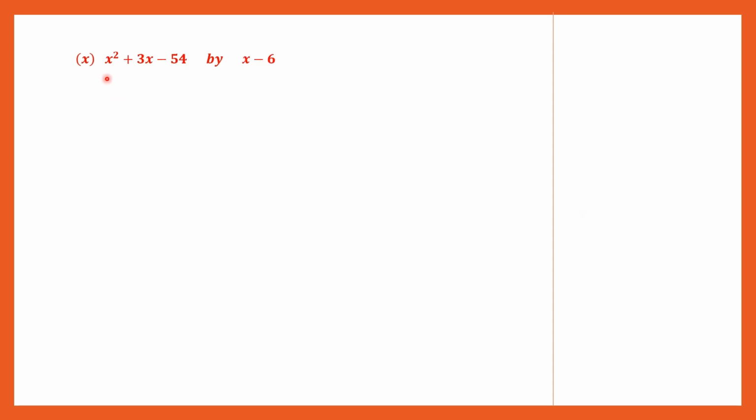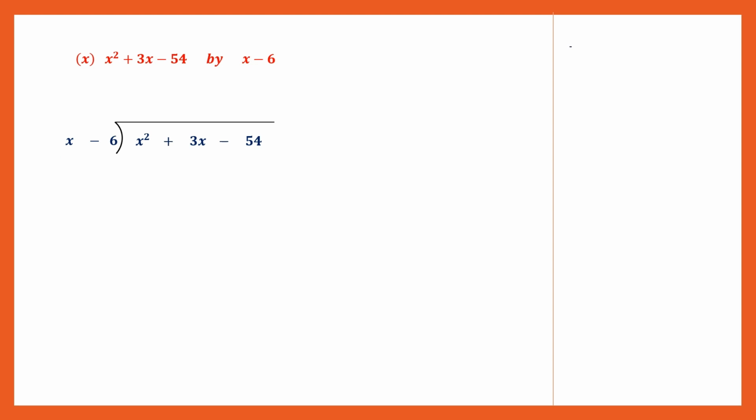Next question. Again, we have a polynomial by a binomial. So we are going to do the normal division. So we're going to draw the sign. We're going to put this dividend inside and the divisor outside. Okay, the first step. Second step, divide the first term of the dividend by the first term of the divisor.